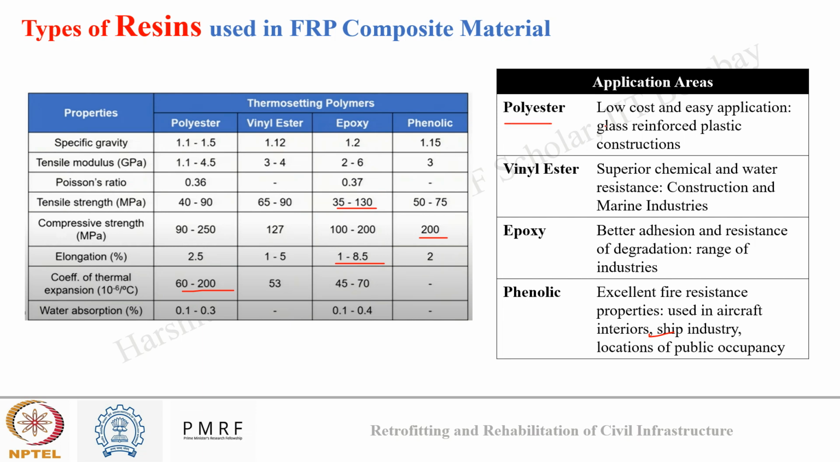Polyester has low cost and easy application, and is generally used in the glass reinforced construction industry. Vinyl ester has superior chemical and water resistance, and is used in construction and marine industries. Epoxy has better adhesion and resistance to degradation, and is used in a range of industries. Phenolic polymers have excellent fire resistance, and are used in aircraft interiors, the ship industry, and locations of public occupancy.